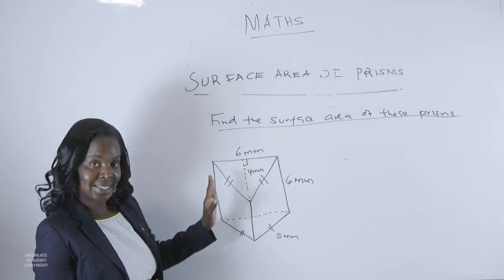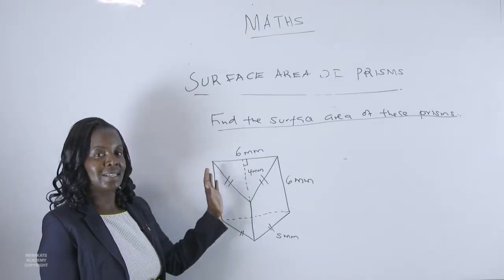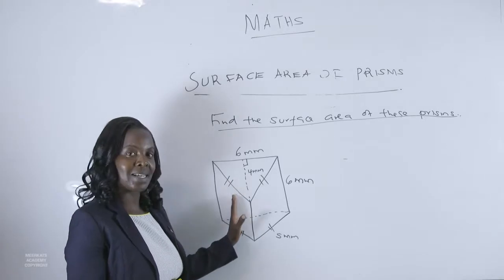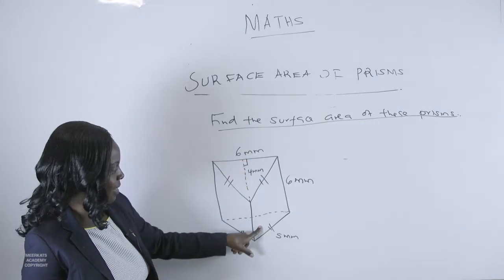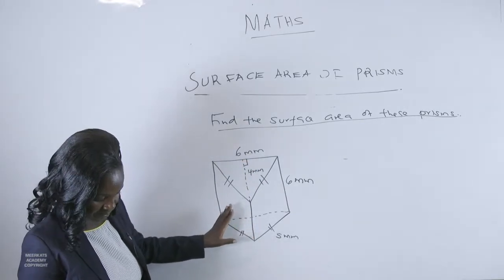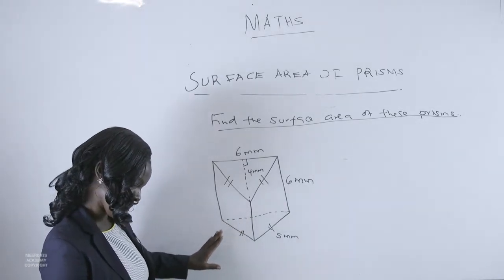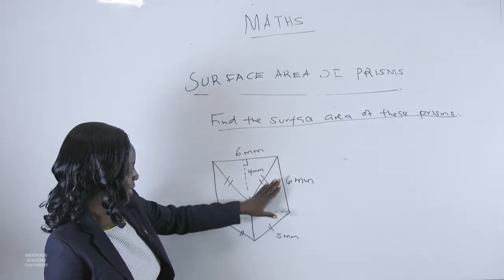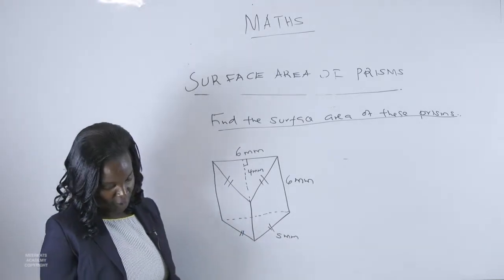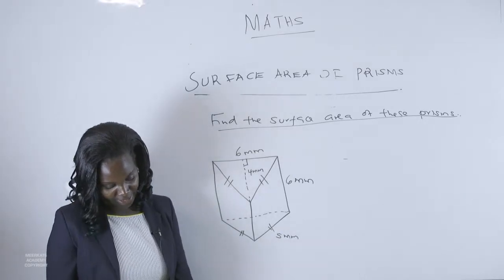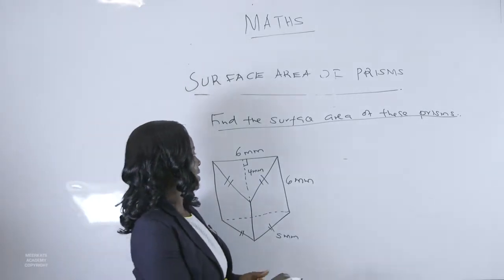We are told to calculate the surface area of this prism. How do we go about it? So again, identify the type and the number of faces that make up the prism. So we realize we have two triangles, this one and at the other end. We have rectangles also. We have rectangles here, this side, and this side, bottom. So how many rectangles do we have? Let's start by calculating the area of the rectangles.